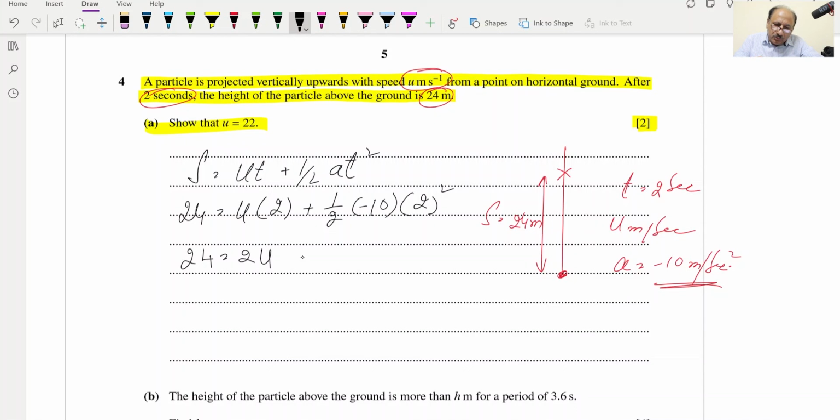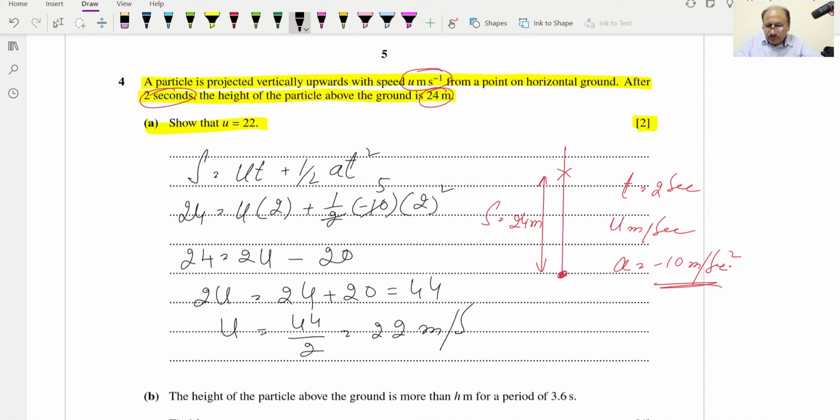24 is equal to 2u minus 2 into 5 into 2, which is 20, so minus 20. So 2u is equal to 24 plus 20, which is equal to 44. So u will be equal to 44 divided by 2, which is equal to 22 meters per second. This will be the value of u.